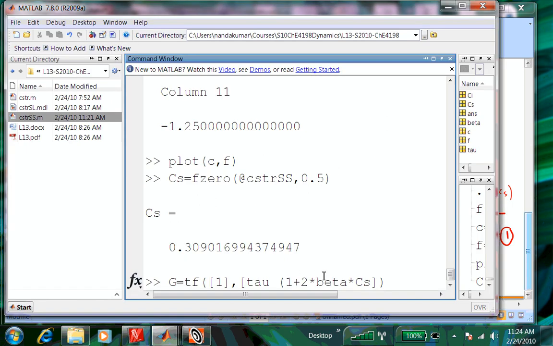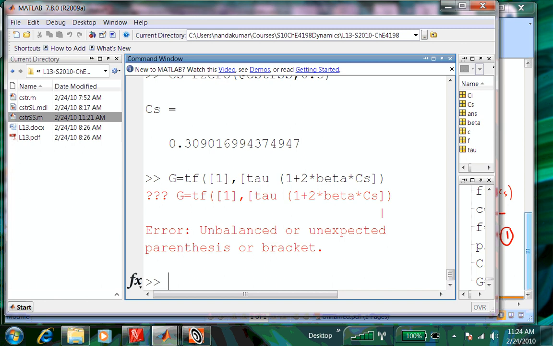So that's basically what you see. 1 here, then tau. There's a space there. That space tells us the second number. That is 1 plus 2 times beta times cf. Now you need to help me. Where did I make a mistake?